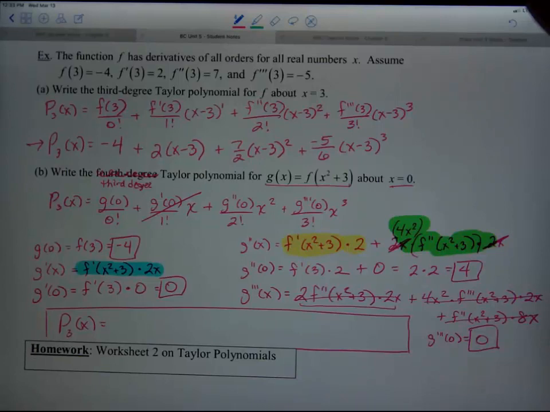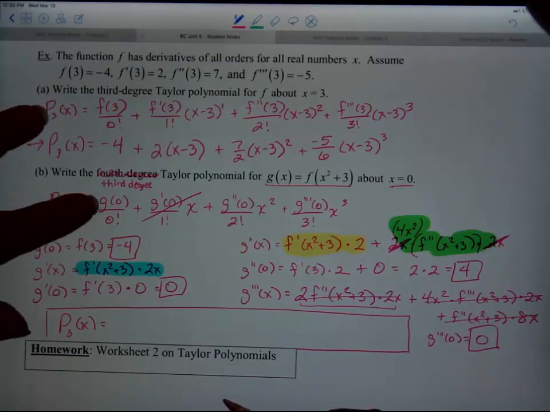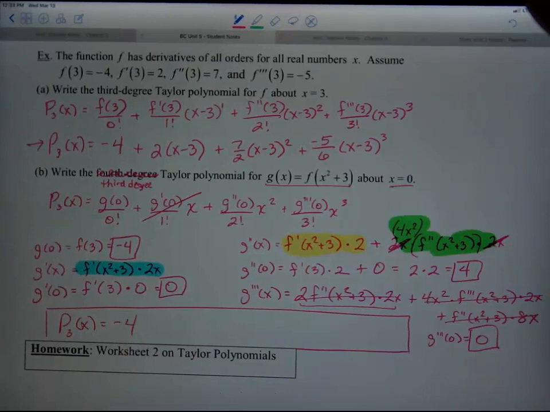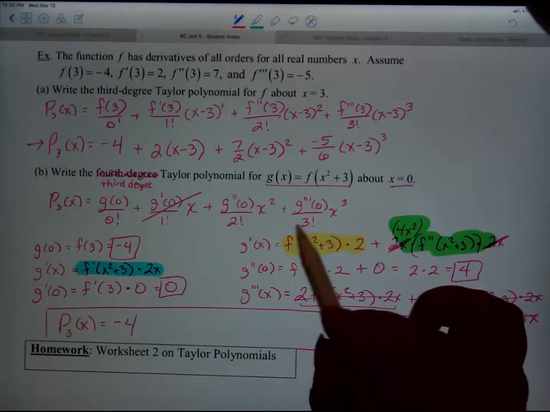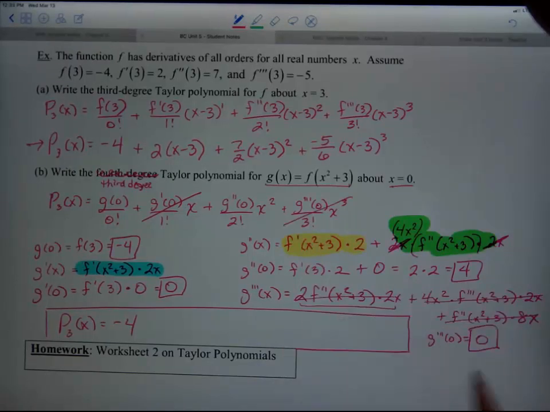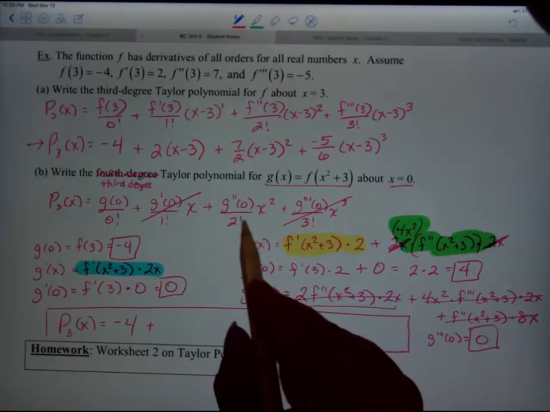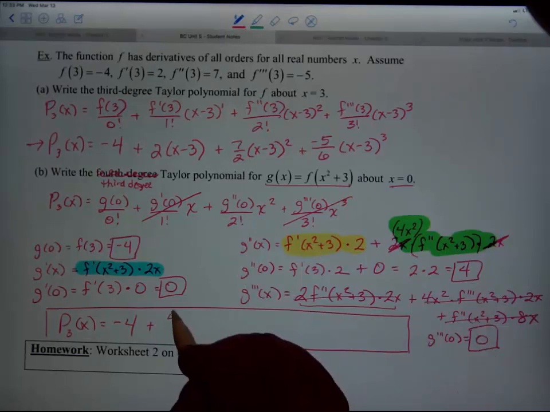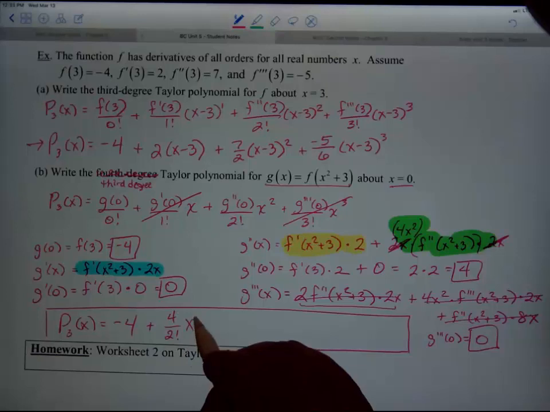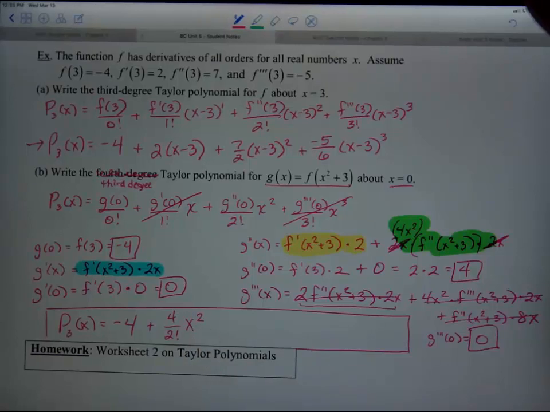Okay, so the first term, -4 over 0 factorial is just -4. Now remember, the next term goes away. Oh, and so does this one. So we can mark that out because we just found triple prime is 0. Plus, double prime, what did we get? 4 over 2 factorial x squared. Now that looks kind of weird because usually this number on the P matches our highest power, but in this case the highest power had a constant of 0. Okay? So there is another term on the end.